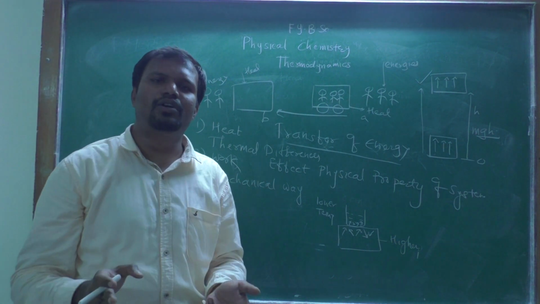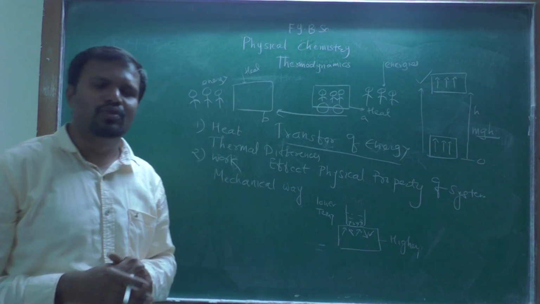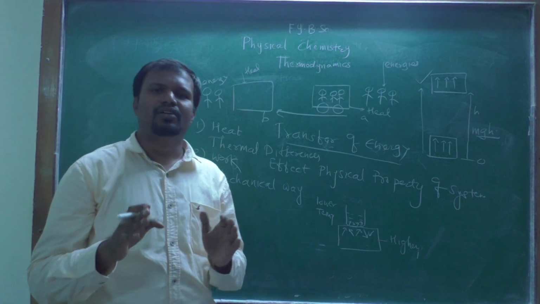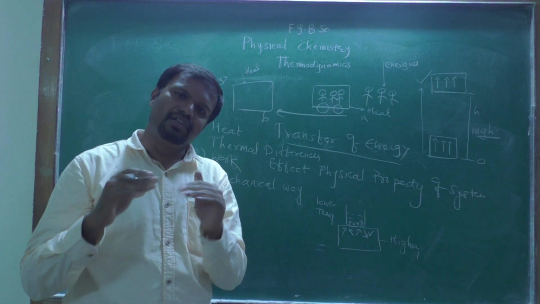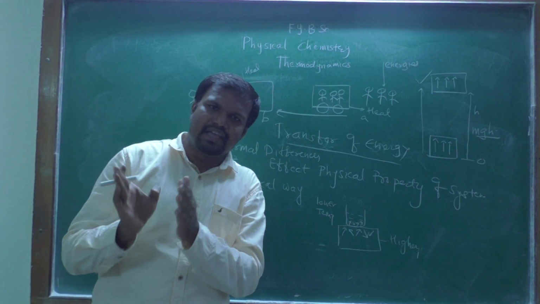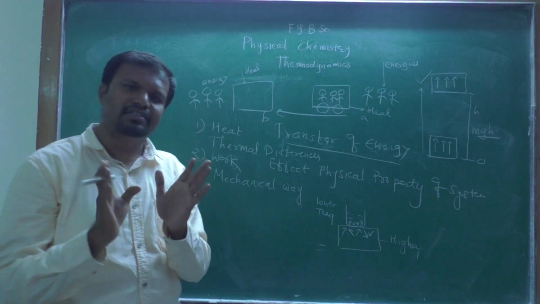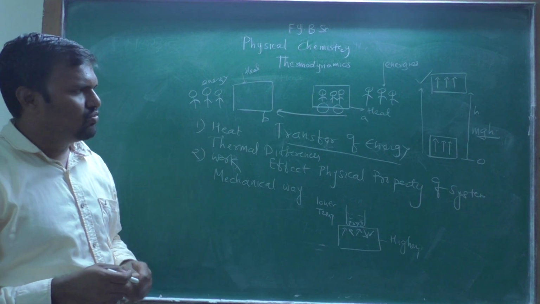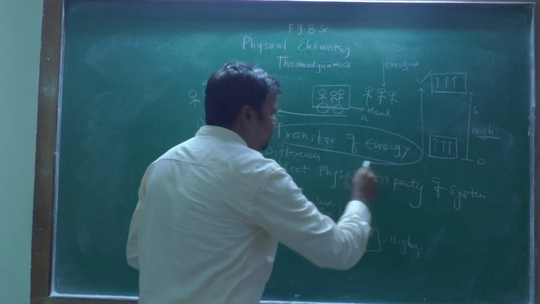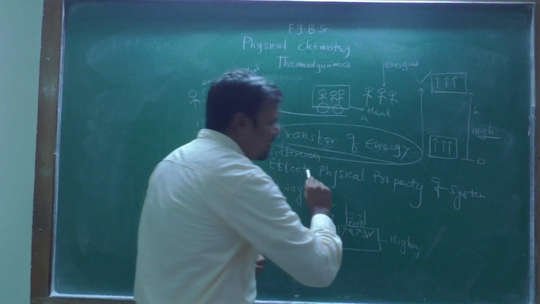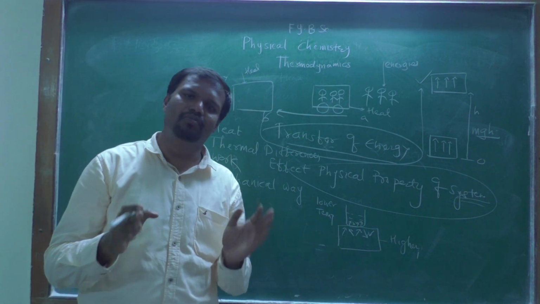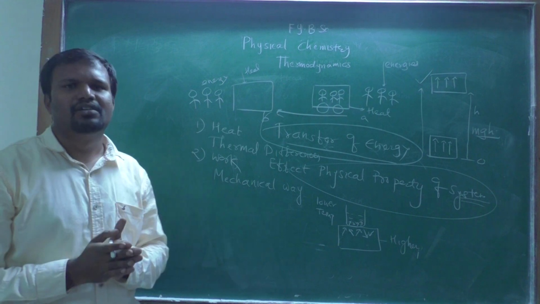Work can be converted into heat and heat can be converted into work. Both are interconvertible. But the total heat cannot be converted into 100% work, whereas total work can be converted into 100% heat. Is that clear? Now, the first point, the transfer of energy, is clear, and the second is the physical property of systems. The physical property means the temperature, pressure and volume changes in the system. These are the physical properties.